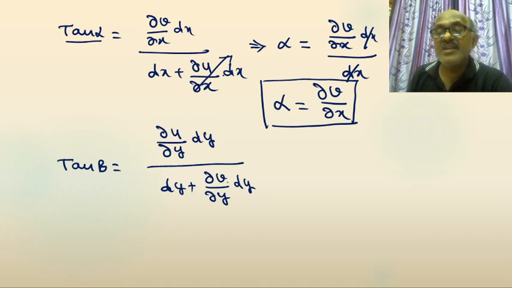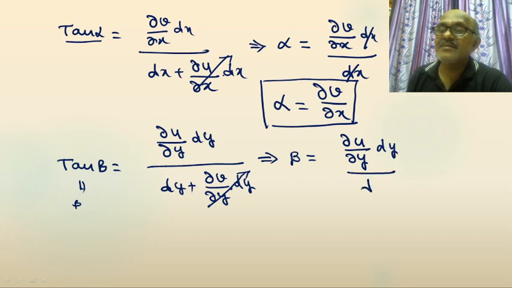∂v/∂y is a smaller term. Again multiplied with this one, it becomes a smaller term. We are neglecting this term. So for small angles, tan beta is equal to beta. That is equal to ∂u/∂y into dy divided by dy. This dy cancels out. Beta is equal to ∂u/∂y.